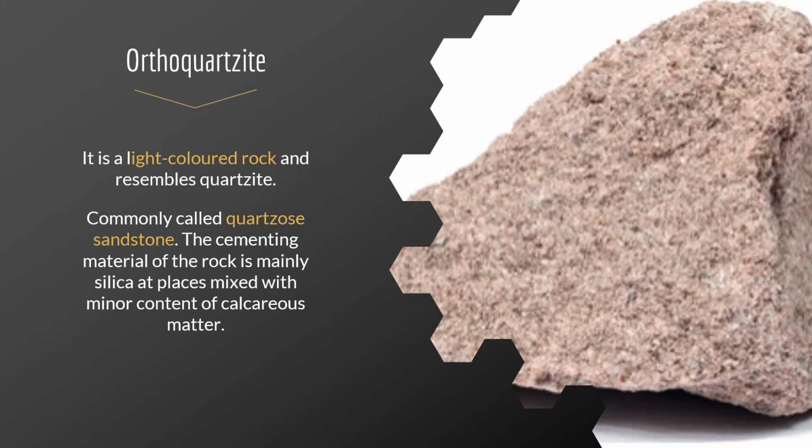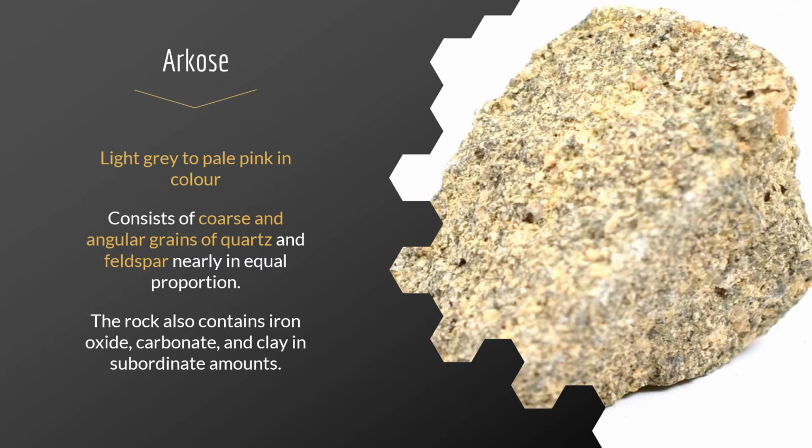a metamorphic rock. Another subdivision is the arkose, which is light gray to pale pink in color and consists of coarse and angular grains of quartz and feldspar in nearly equal proportion. The grains are well sorted and derived from disintegration of granitic rock. The rock also contains iron oxide, carbonate, and clay in subordinate amounts. If the feldspar content is more than 25%, the rock is termed feldspathic sandstone.